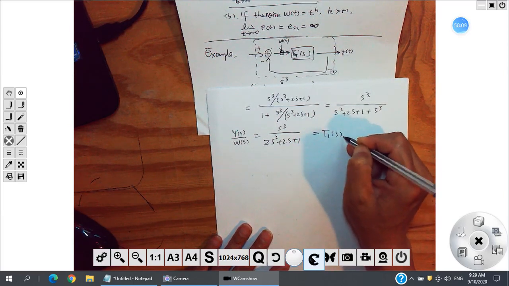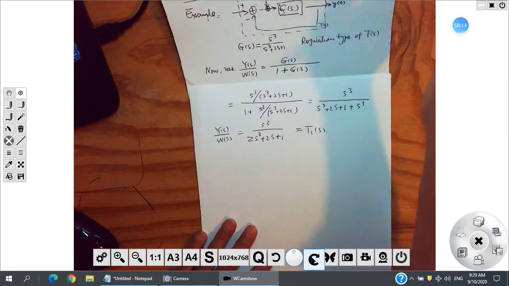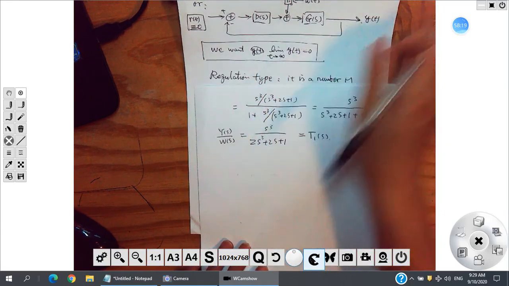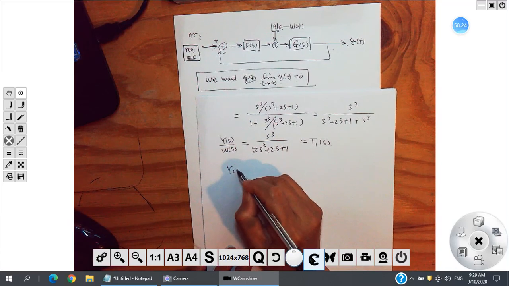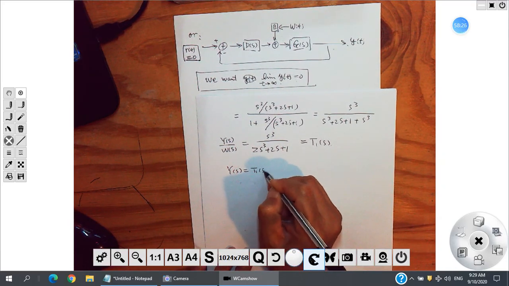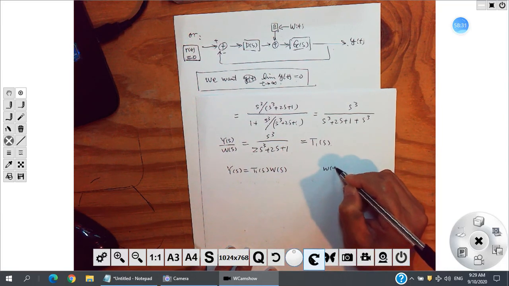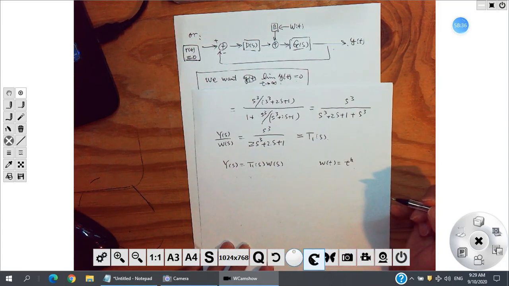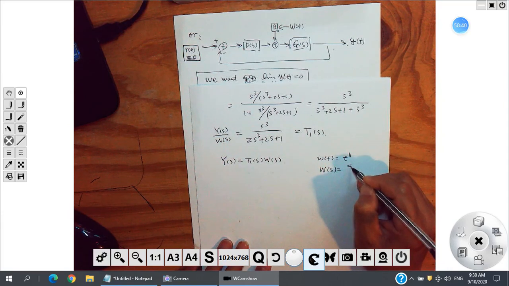Alright, T1 of s. Then we want the output to tend to 0. So Y of s is T1 of s times W of s, and w of t equals t to the k. So W of s will be R over s to the k plus 1.